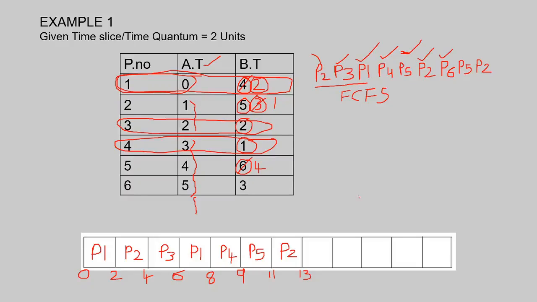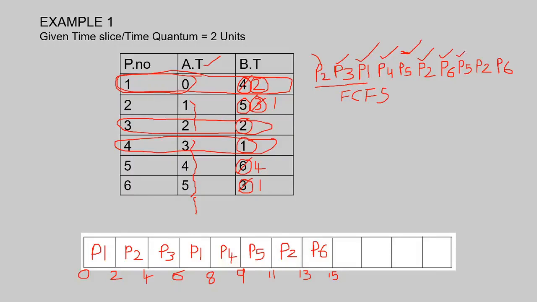Now select the next process from the queue, that is P6. What is the burst time of P6? It is 3 units. So out of 3 it is going to execute 2 units, so 1 unit will be remaining. So 13 plus 2 it is 15. As P6 has not completed its execution, it will be sent to the queue now. P6.